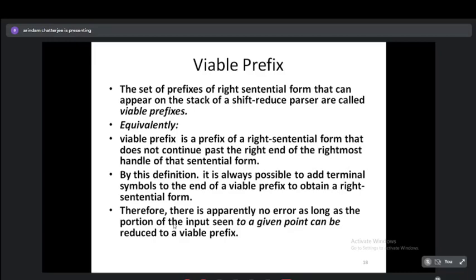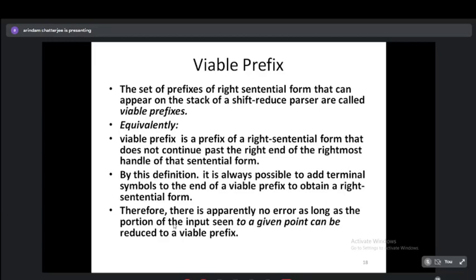So it is apparently true that there is no error as long as the portion of the input seen up to a given point can be reduced to a viable prefix. This is the most important property of a bottom-up parser. If you can construct a viable prefix, that means you are not seeing the whole of your input. You are just seeing part of the input, and you can construct a viable prefix up to that point. That means there is no error.